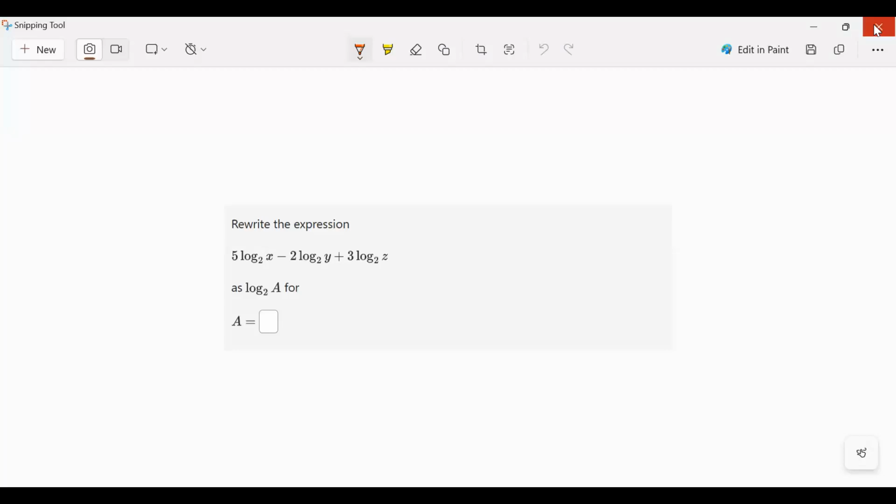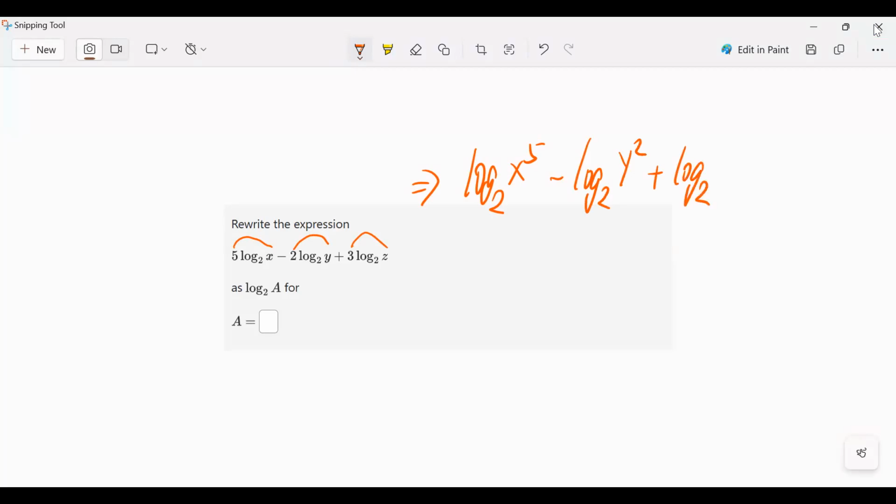Okay, let's go over the solution. First step, we'll put back all the exponents, the coefficients, right? With exponent, we get log 2 x to the fifth, the first term; second term, log 2 y to the second; third one is log 2 z to the third.